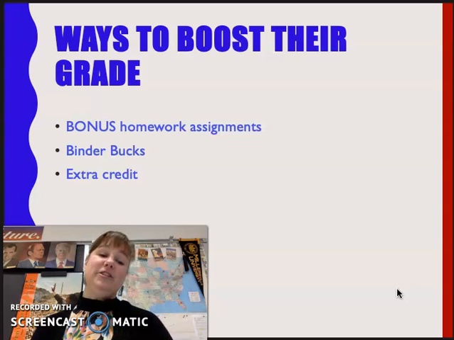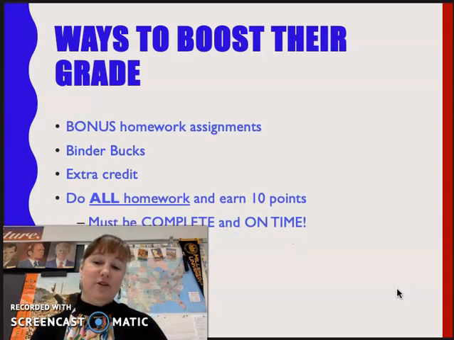And finally, for any student who turns in every single homework assignment and it is complete and on time every single time, I add 10 points to their grade automatically. And usually there are only a couple of students who manage that, but there are always a few students who do that, and I want to make sure I reward them for making that effort. So there's plenty of ways that the kids can boost their grades and opportunities for them to be successful and do their best.